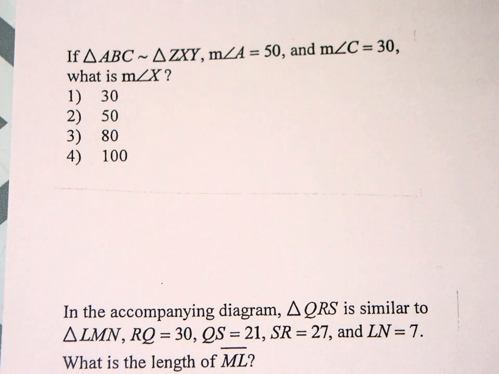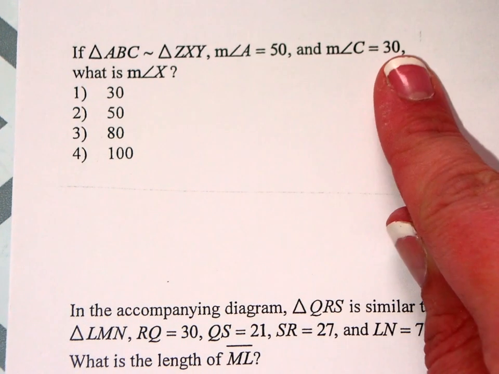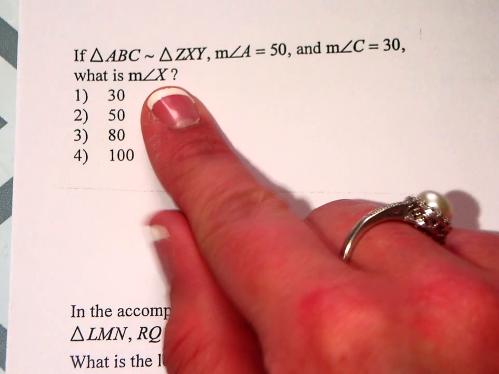Today's lesson is about similar figures and how to solve them using proportions. So let's read the first question. It says, if triangle ABC is similar to triangle XYZ, angle A is 50 and angle C is 30, what is the measurement of angle X?